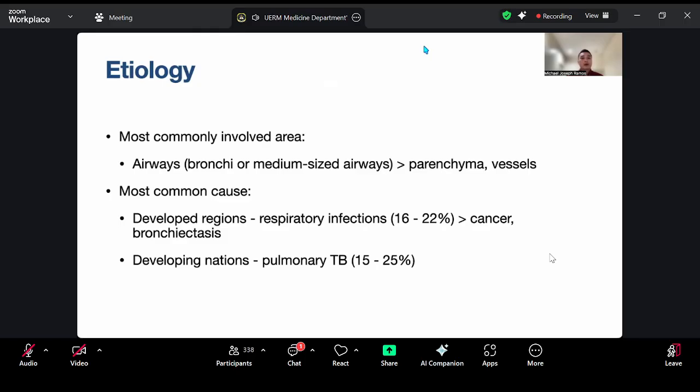The most commonly involved area of the lung would be the airways, followed by the lung parenchyma and the vessels. And the most common cause among industrialized nations are respiratory infections, whether viral or bacterial, followed by cancer and bronchiectasis. However, in developing nations such as in the Philippines, pulmonary TB is the most common cause of hemoptysis.